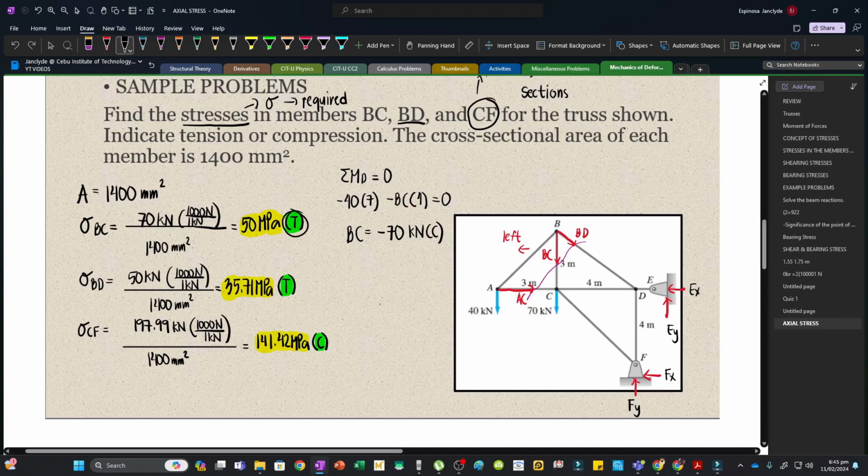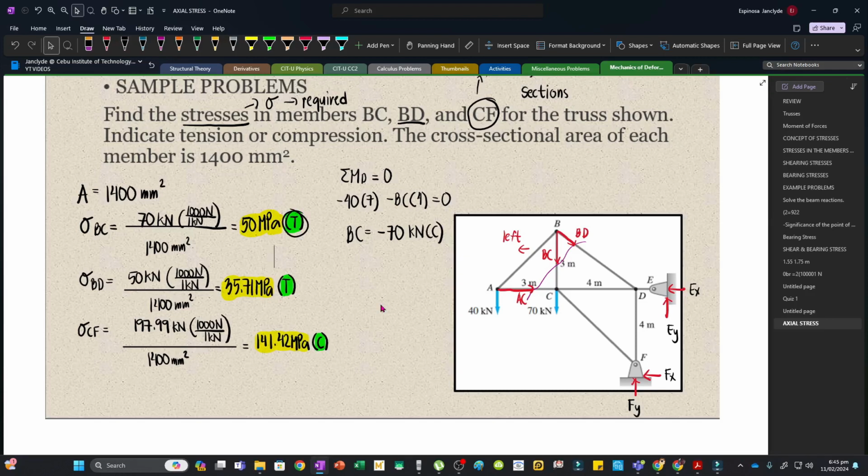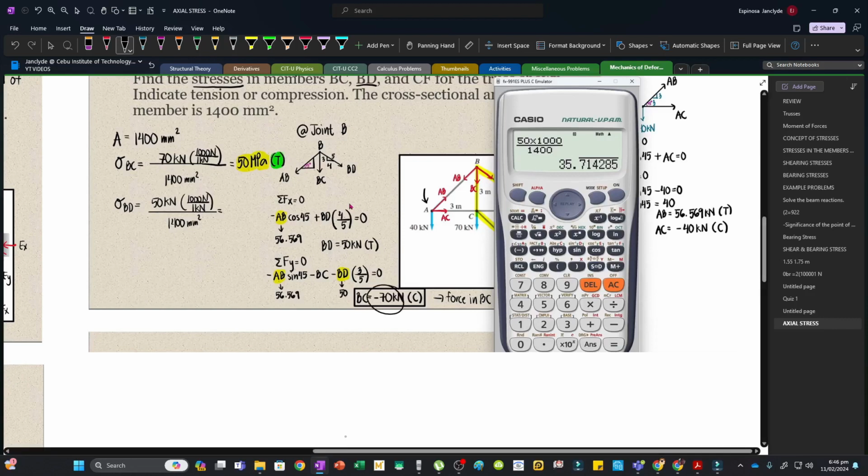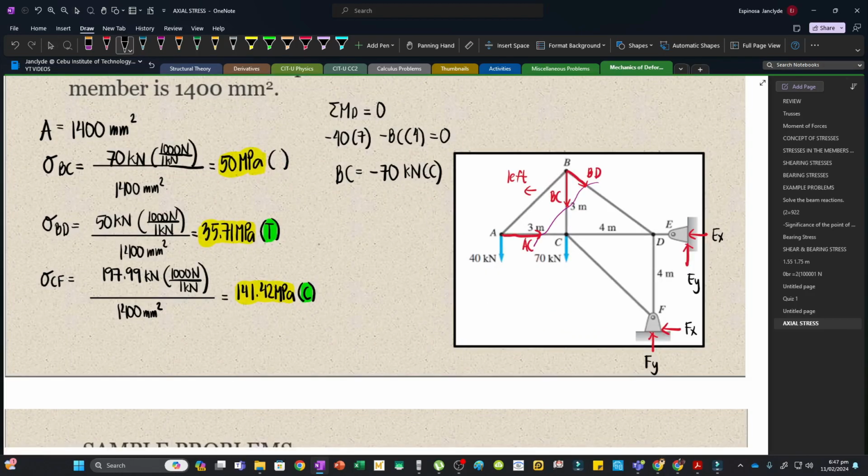Now, this was in tension earlier. There's something wrong with my solution. Let me try to check. Now, this is a snippet of the video. I actually got it wrong right here, because this was negative 70 kN, and so this is supposed to be compression. Let's just change this one. This is compression. So take note of this correction.